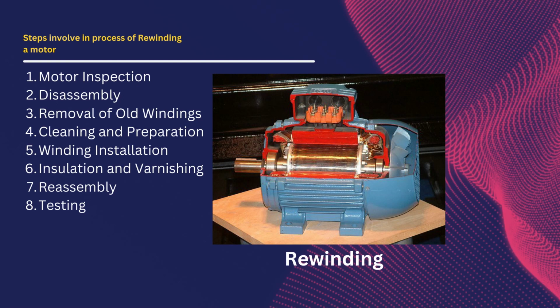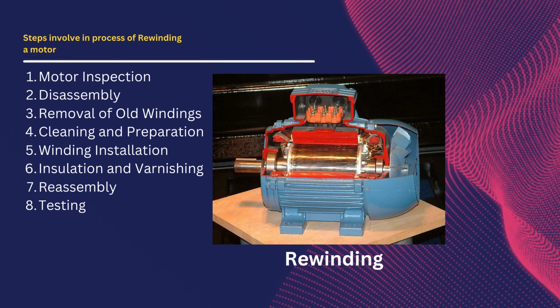Fifth is winding installation. New copper or aluminum wires are carefully wound into the stator or rotor slots following the specific winding patterns required for the motor's design and its application. Sixth is insulation and varnish. Proper insulation materials are applied between the windings to prevent short circuits and improve the motor's dielectric strength. The windings may be dipped or coated with insulating varnish for added protection.